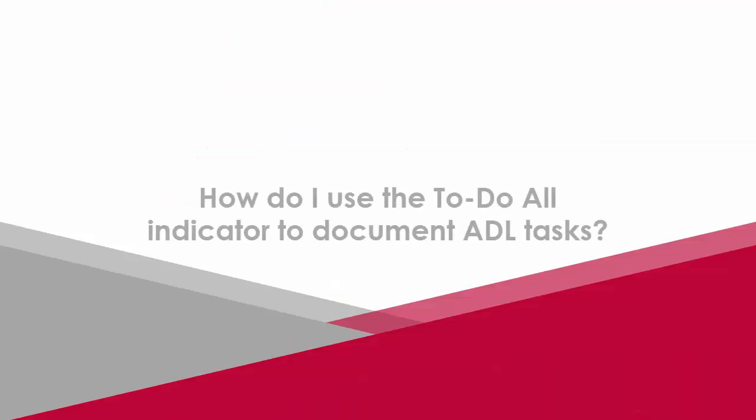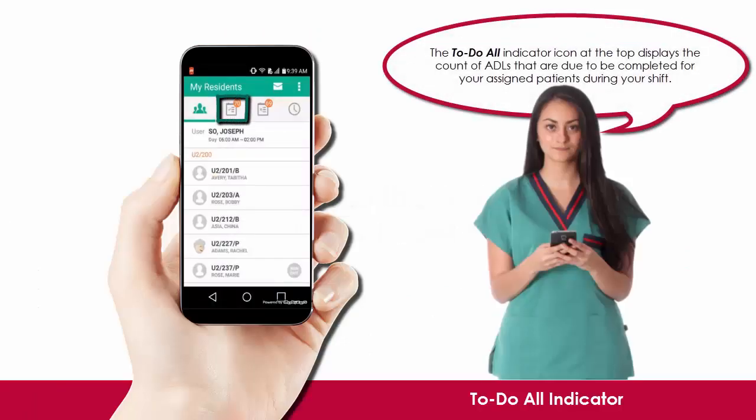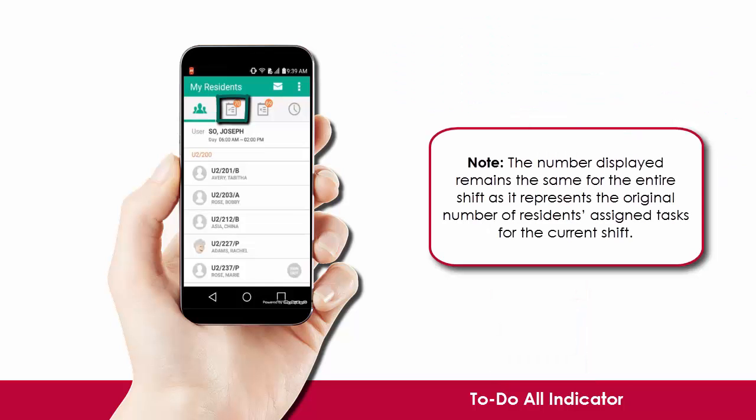How do I use the To Do All indicator to document ADL tasks? The To Do All indicator icon at the top displays the count of ADLs that are due to be completed for your assigned patients during your shift. Note, the number displayed remains the same for the entire shift as it represents the original number of assigned resident tasks for the current shift.